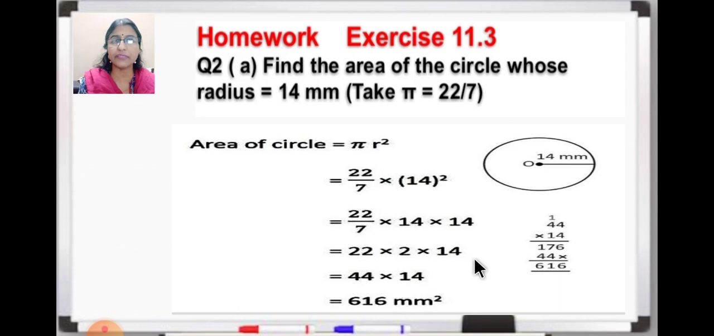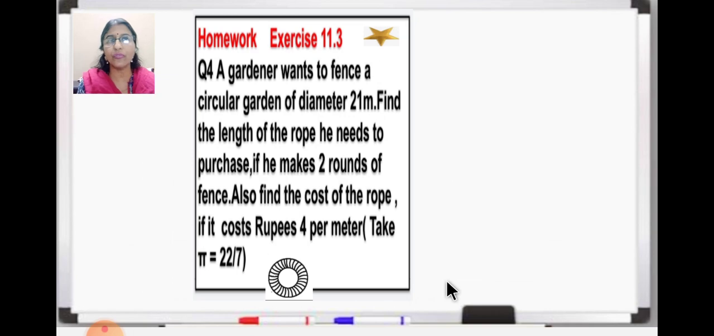So these three numbers we have to multiply. When you multiply the 2, you will get 44 into 14. On multiplication of these two numbers, you can see we got 616. So also check your homework whether you have got this answer or not. If you have got this answer, it is correct. So the answer will be 616 millimeter square. As we have found the area, the unit will be millimeter square, or you can write square millimeter.